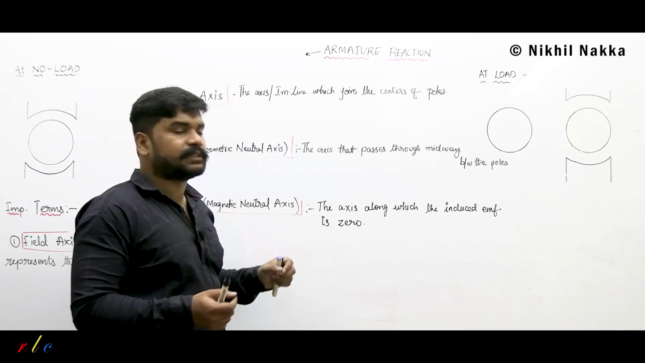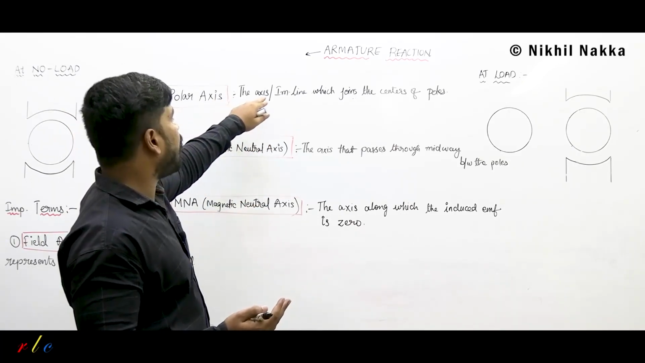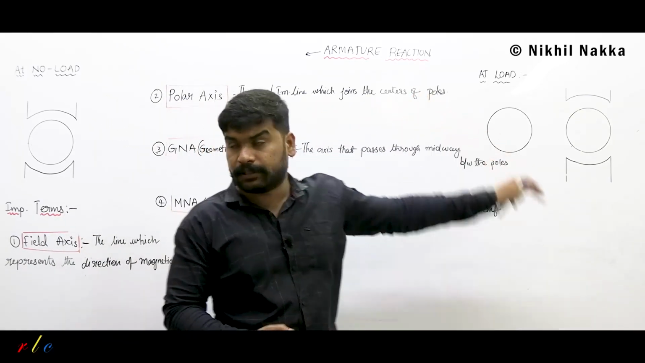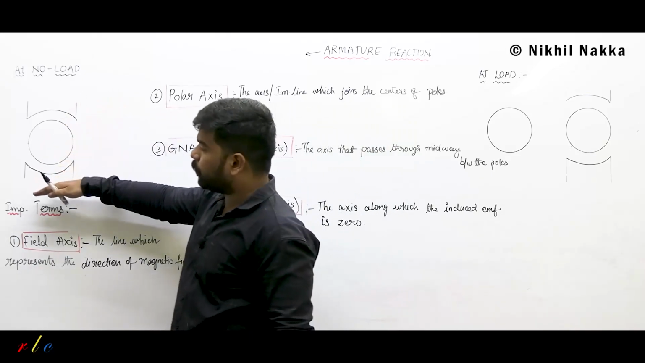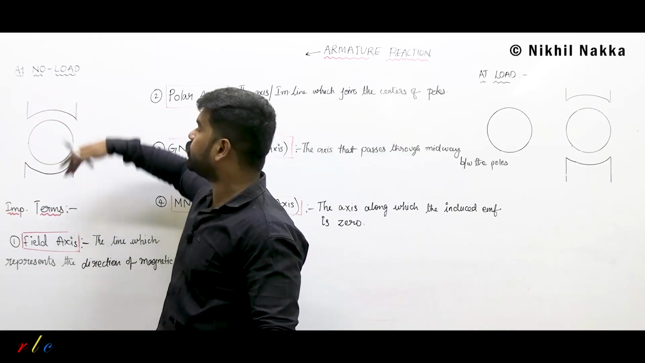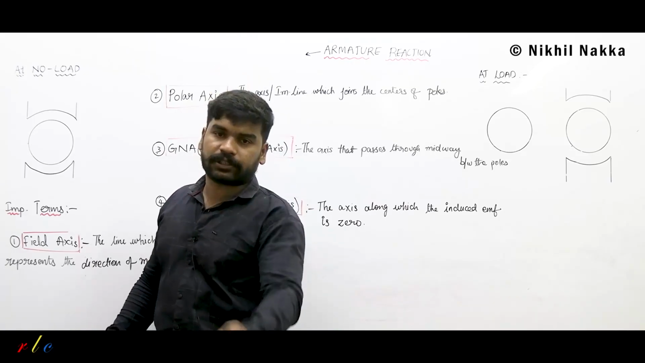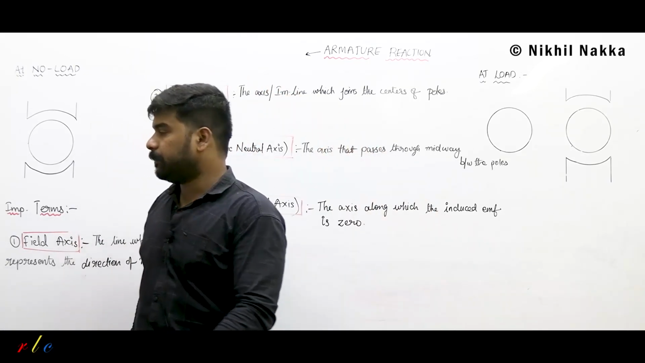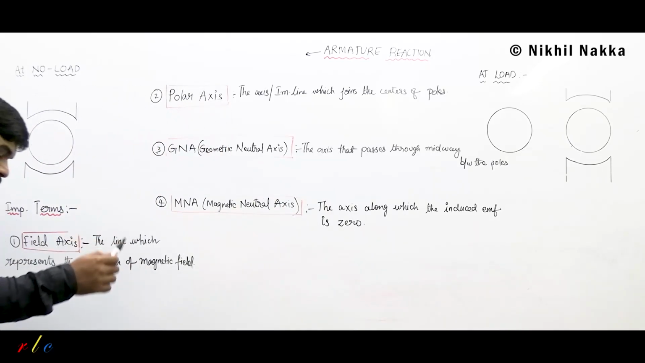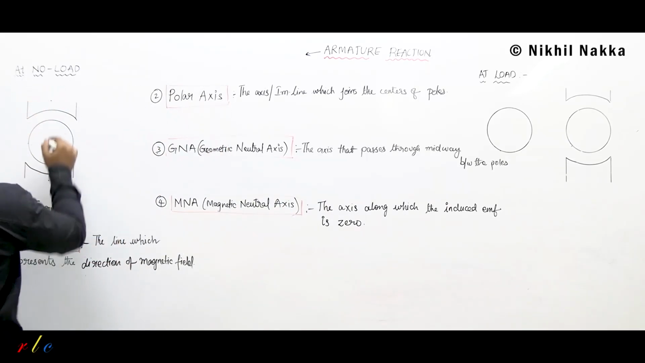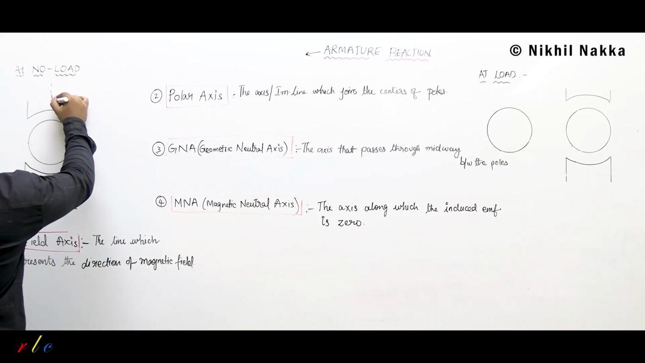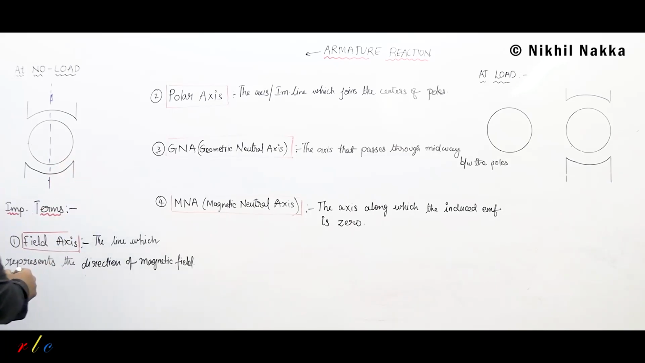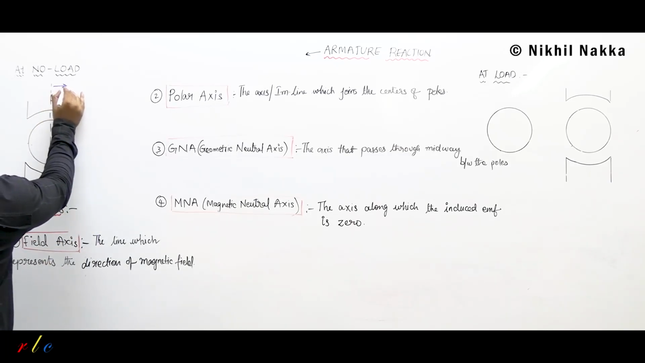So the polar axis is the axis, an imaginary line, which joins the centers of the poles. Let us say here are two poles, north pole and south pole, and every pole has its own center. Now if you join the centers of those poles, what you get is called the polar axis. For example, let us say this is the center of this pole, and the center of this pole. Now I am joining these center points with a line. This is that line. Now this line is called what?